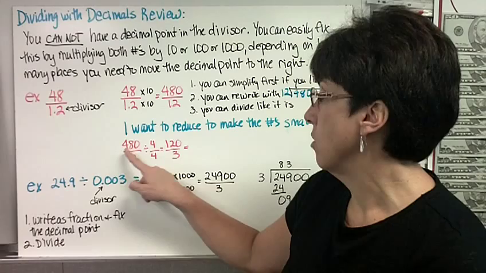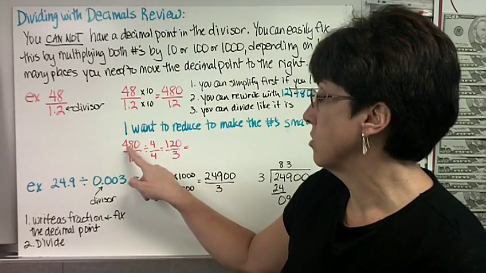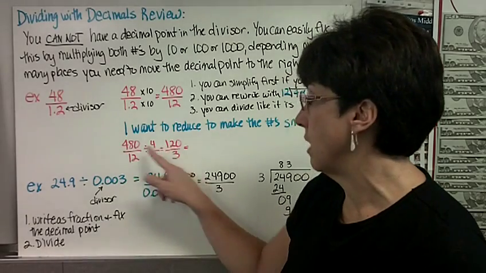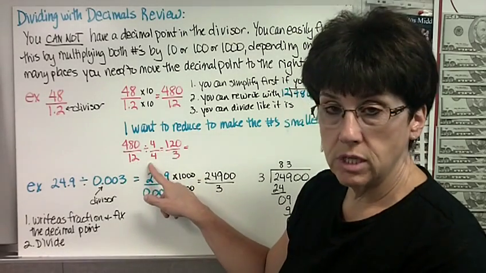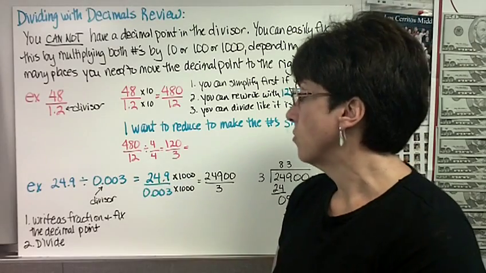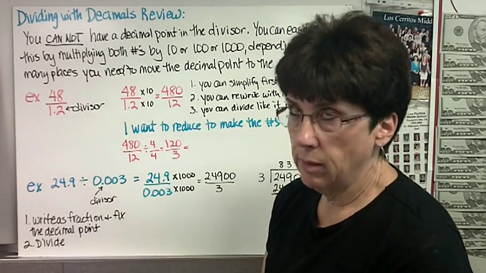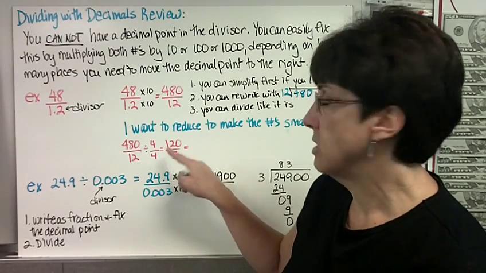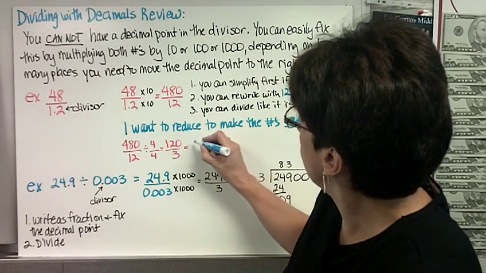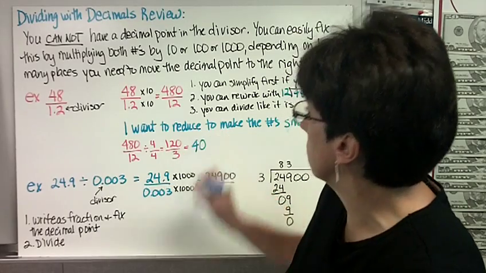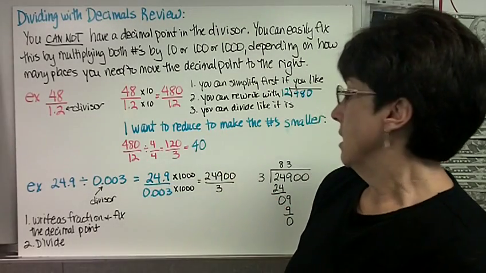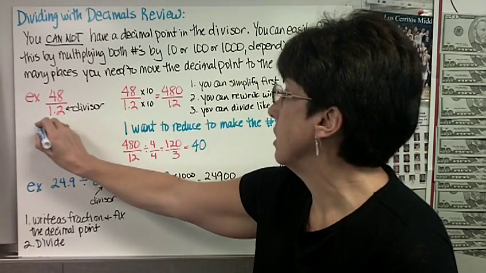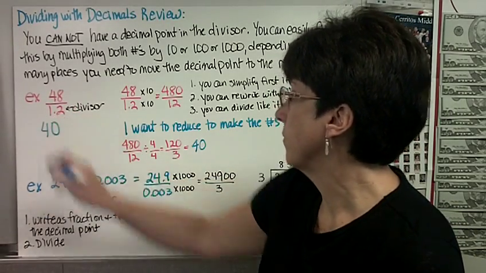480 divided by 4: 4 goes into 4 once, 4 goes into 80 20 times, or you could say 4 goes into 48 12 times and add the 0 back. 4 goes into 12 3 times. Now, I am going to reduce again, but I can just divide now. I'm going to say 3 goes into 12 how many times? 4. And then add my 0 back. Okay? So my answer is 40. So 48 divided by 1.2 equals 40.